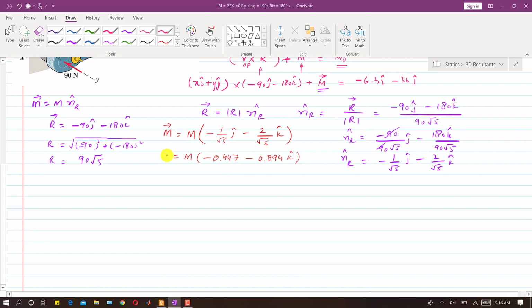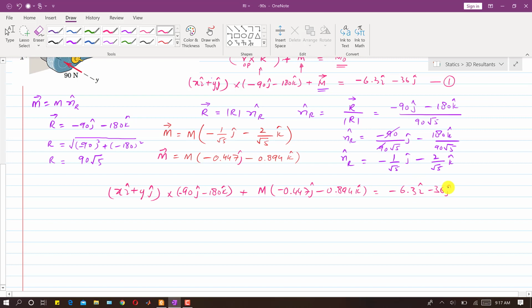So now we know that couple vector, right? So this is that couple vector. So now we can apply this equation. Let's say that this is equation 1. So I can write (xi + yj) cross (90i - 90j - 180k) plus this M vector, right? So this is the M magnitude times (-0.447j - 0.894k). This is along j, and this is equal to -6.3i - 36j.